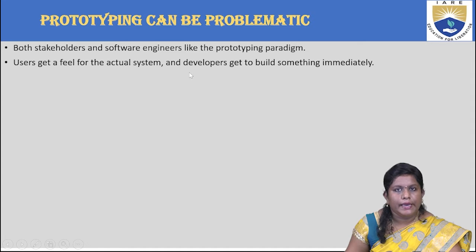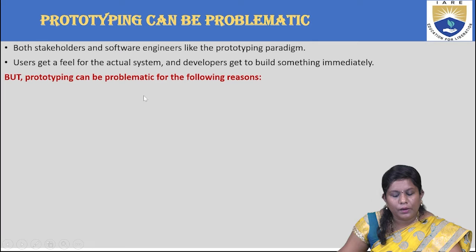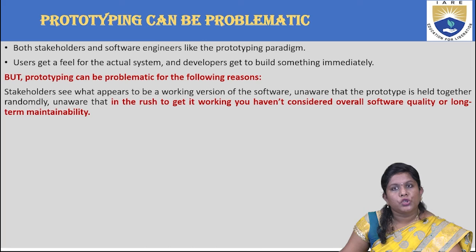Next, users get a feel of the actual system. Obviously, when I say please execute this, you're giving them the feedback then and there itself. You're getting a good feel of how your system actually works. Next, prototyping can be problematic. We have said it is a good approach, but there are some situations where you can feel that it is creating a problem. So what are they?